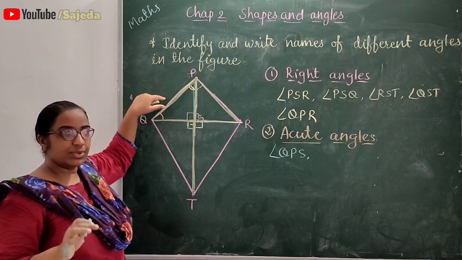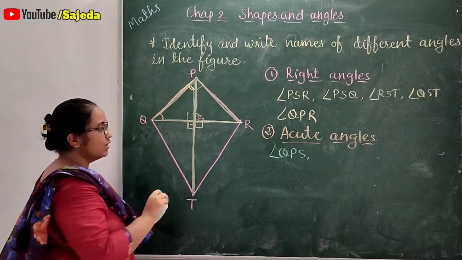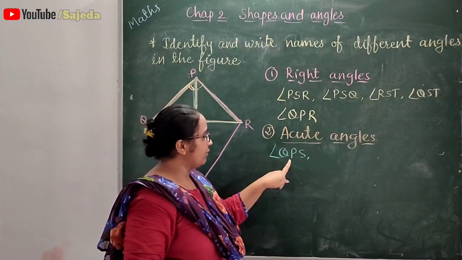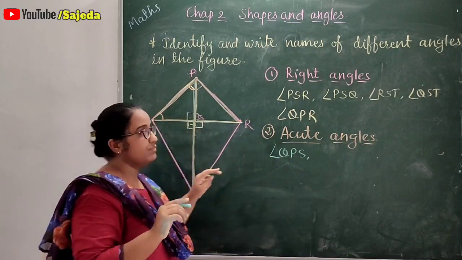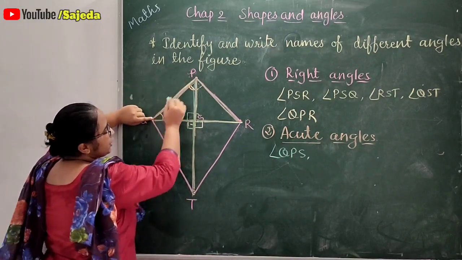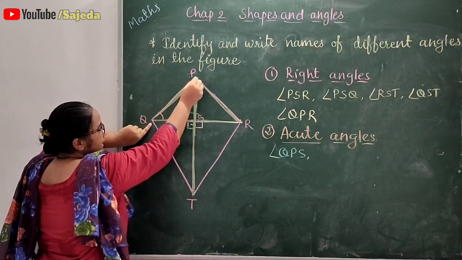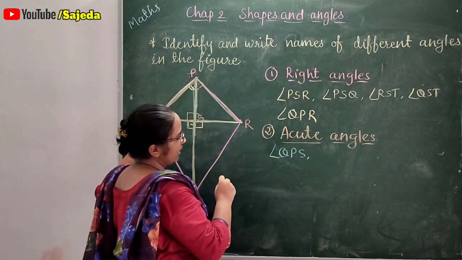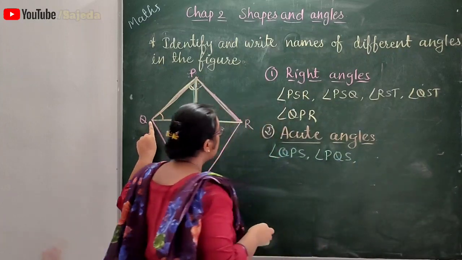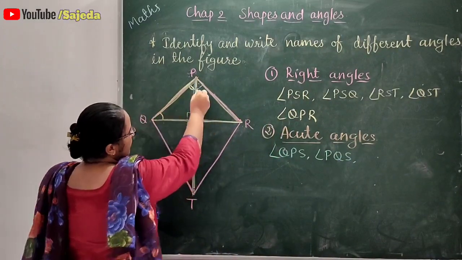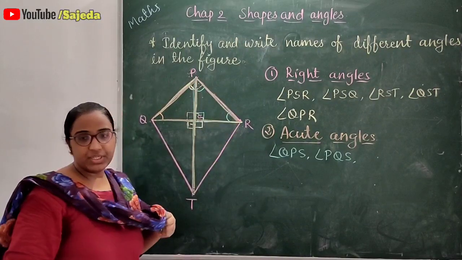Then PQS. Look, don't be misunderstood. Here we are using these alphabets, so the alphabet which is in the middle of the other two alphabets, that is the angle. So here we write first angle QPS, that means this one. Now we want to write this one, so we'll write PQS. Same way, in this triangle, this is a right angle, so these two angles are acute angles.